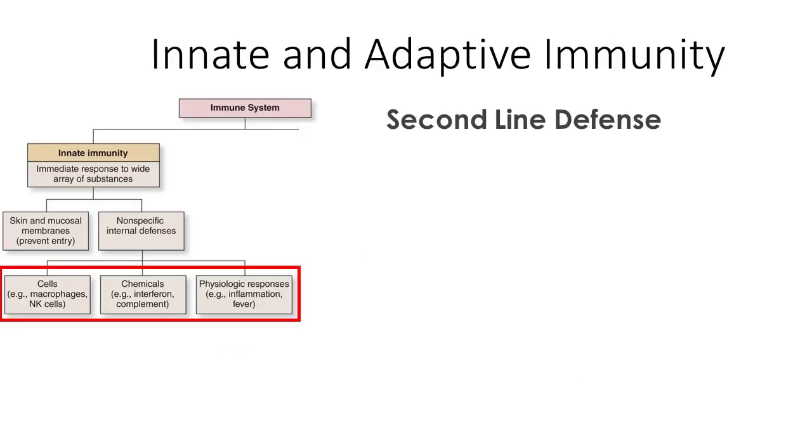So we've come through the skin and some of these non-specific defenses. Now we're going to get down to where we're getting a little bit more detail with the cells. We've already named them, and the chemicals and some of the responses that we have. We're still in innate immunity. We're not recognizing specifically what the pathogen is. We just know it doesn't belong there, and we're going to get rid of it.